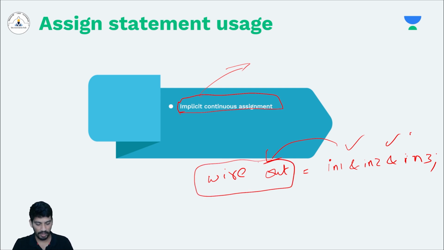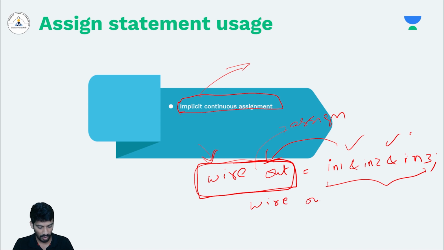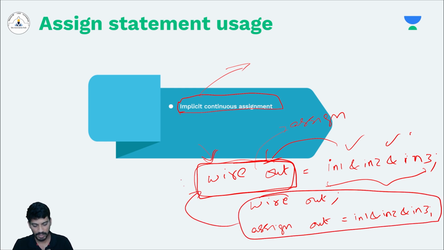See, I have defined the wire in the assign statement itself. If I define like this, I don't need to again write the assign keyword. That is the advantage of implicit continuous assignment. Directly define the net and then write the expression whatever you want on this net. So this is equivalent to defining like this: wire out. First you are defining and then you are assigning out is equals to in 1 and in 2 and in 3, right? Instead of writing these two statements, you can write a single statement. This is implicit continuous assignment.